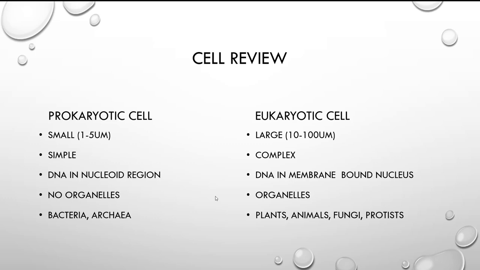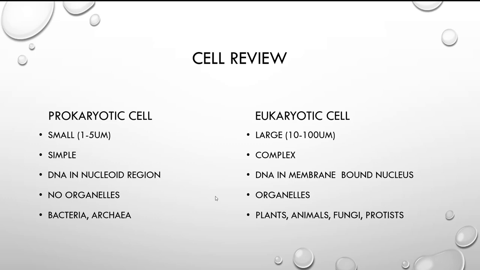In addition to a nucleus, the eukaryotic cell has other membrane-bound organelles that perform different functions within the cell, whereas the prokaryotic cell does not have organelles. So basically it's small and simple, and it performs all of its functions within the cytoplasm of the cell. The eukaryotic cell has different organelles to perform those specialized functions, making it a large, complex cell.